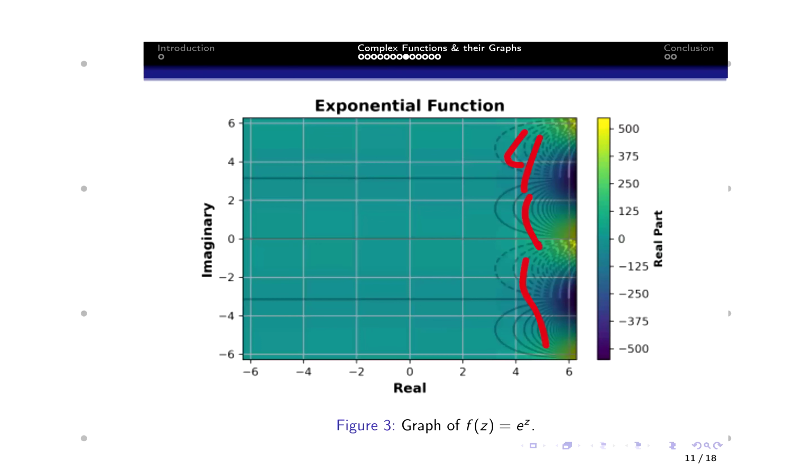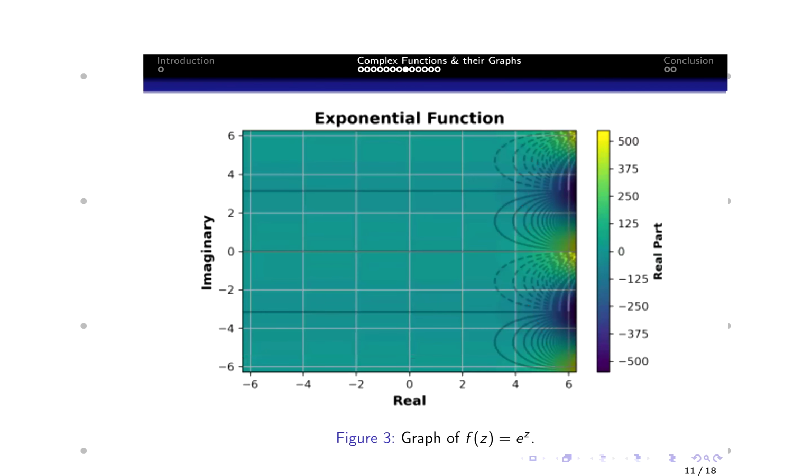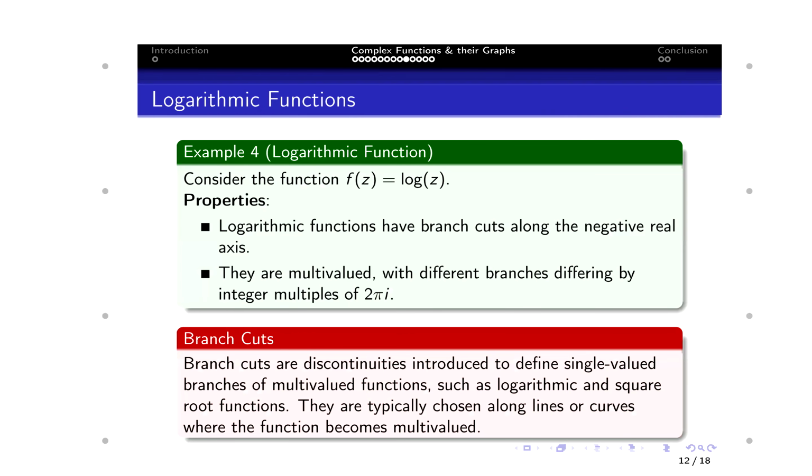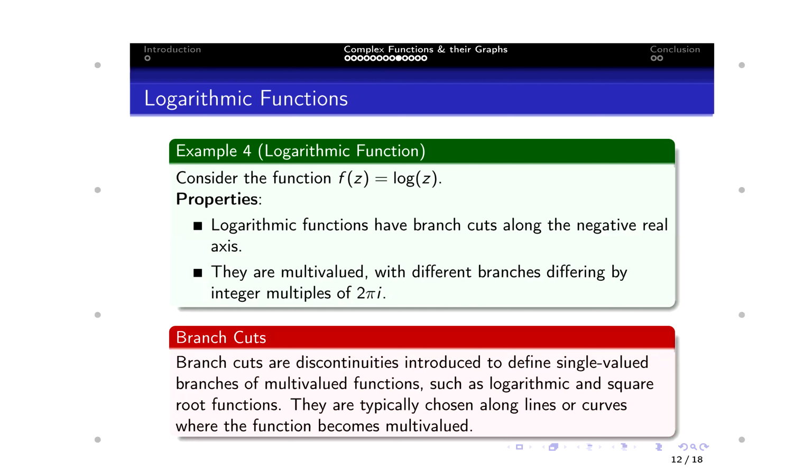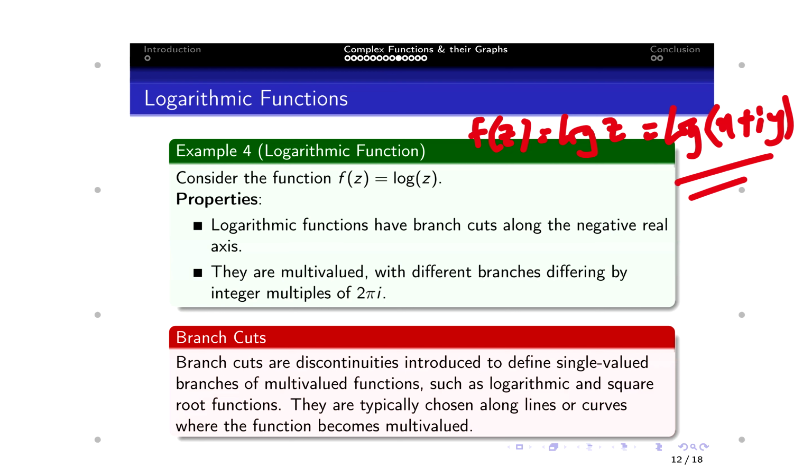Okay. So we talk about logarithmic functions next. Consider the function f of z equals log z. That's like log of x plus iy. What can we really do with this? Nothing much, I believe, because if it was a product, like log of x times y, then you could split it up. But this is how it goes. So logarithmic functions have branch cuts along the negative real axis, because logs are not defined along the negative axis.